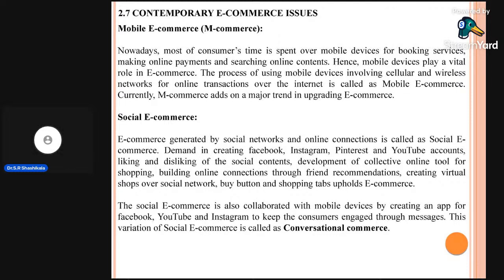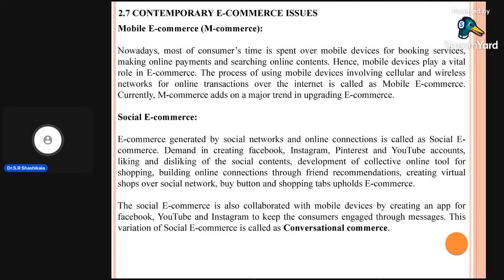There is one more term known as social e-commerce. E-commerce which is generated by social networks and online connections is generally known as social e-commerce. This includes creating Facebook, Instagram, Pinterest, and YouTube accounts, liking and disliking social content, developing collective online tools for shopping, building online connections through friend recommendations, creating virtual shops over social networks, buy buttons and shopping tabs. All these come under e-commerce content. Social e-commerce also collaborates with mobile devices by creating apps for Facebook, YouTube and Instagram to keep consumers engaged through messages. This variation of social e-commerce is known as conversational commerce.